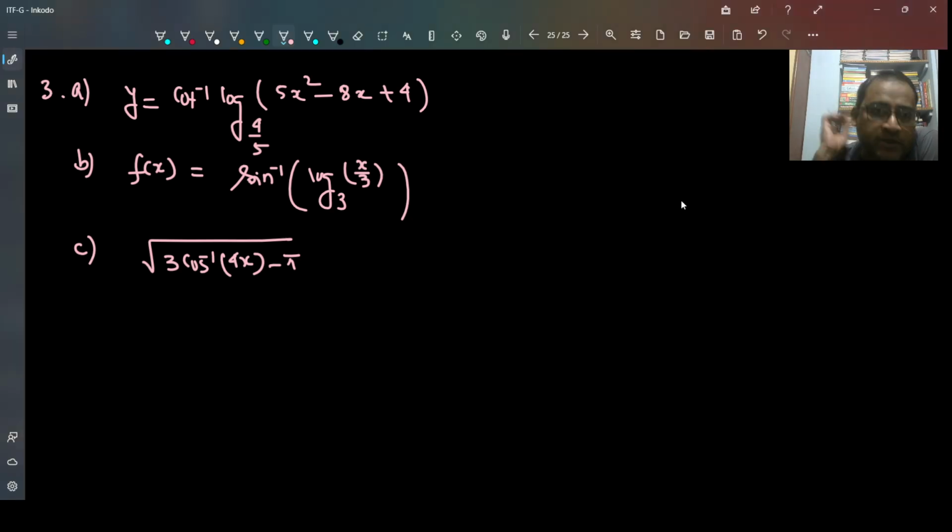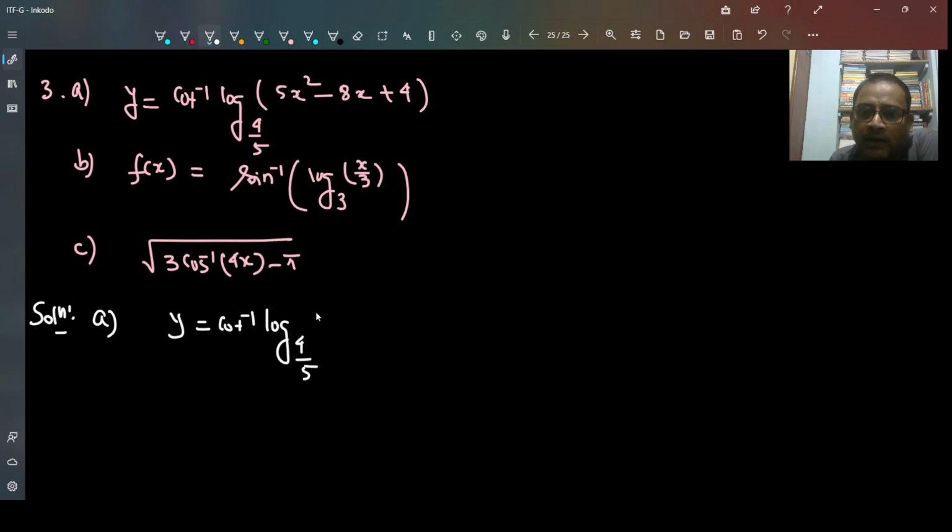Now we have the questions. Here we have to find the domain and range of these functions. So coming to question number 3 part A, y is equal to cot inverse of log base 4 by 5 of this quadratic expression 5x square minus 8x plus 4.